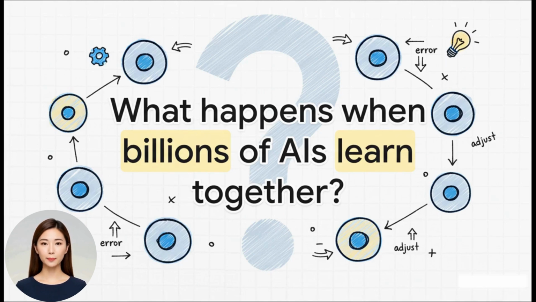We've just unpacked the learning mechanism for one single network. Now, try to imagine this fundamental process scaled up across the entire globe, happening inside billions of devices and systems all at the same time. That's the engine driving the AI revolution, and it all starts with one simple journey backward to fix a mistake.